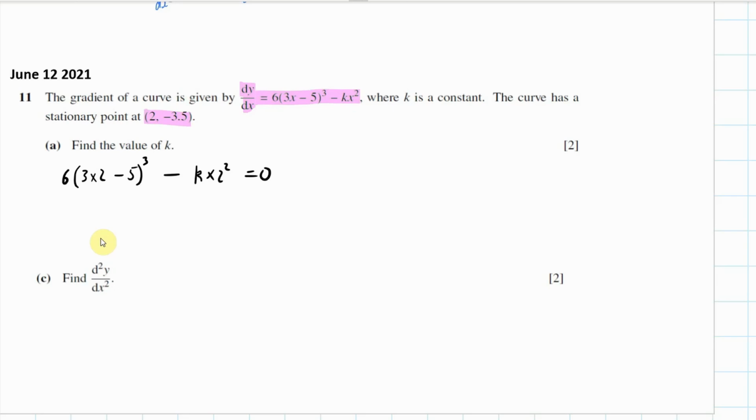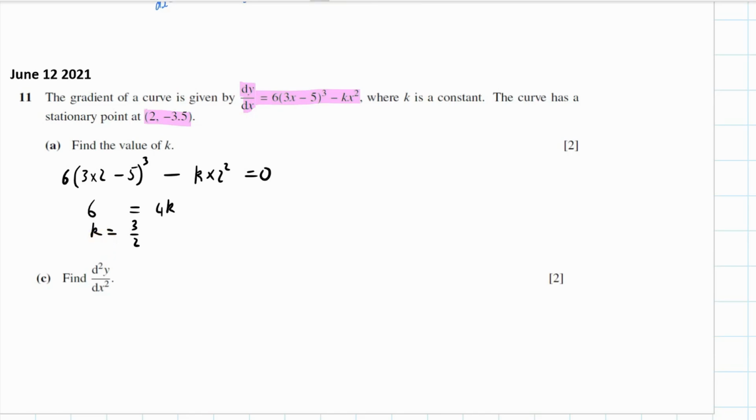So what we get here, 3 times 2 is 6, 6 take away 5 is 1, 1 to the power of 3 is 1. So we get 6, and then we can bring equals 4k over to the other side, just 4k. And so k is equal to 6 over 4, which is 3 over 2, and we're done there. Now we've got to find the second derivative.